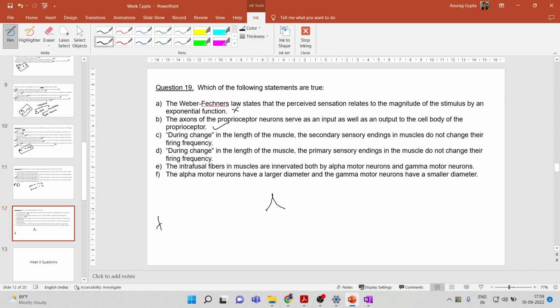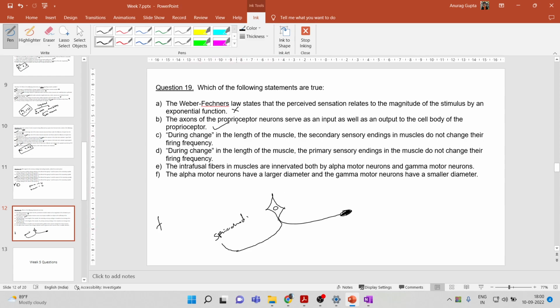So we have a proprioceptor neuron here. We know that it has a T-shaped structure. These are the two axons of the proprioceptor. One has a sensory ending, which goes to the body's periphery, and the other goes into the spinal cord through the dorsal root. So this goes to the spinal cord.